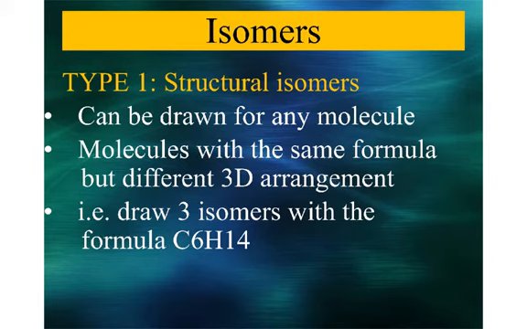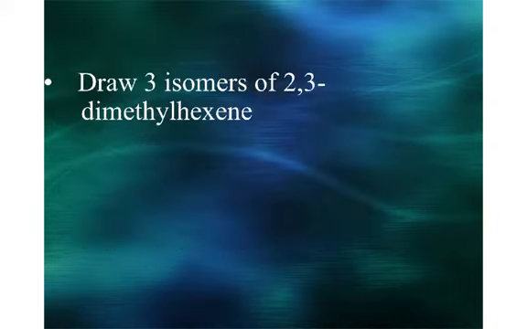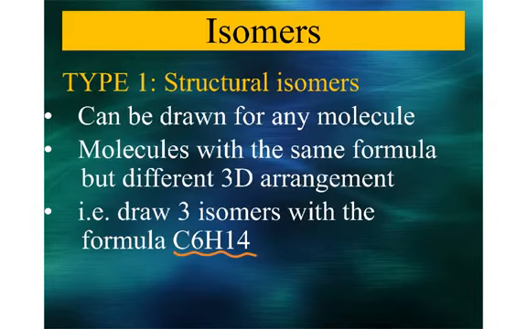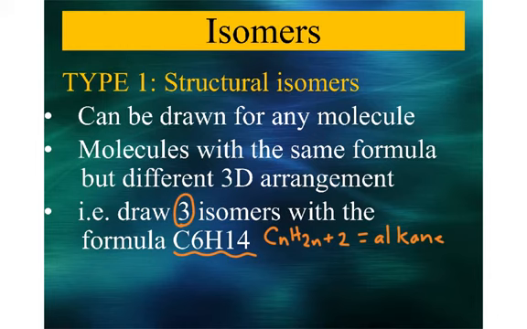So we're going to try the first example, C6H14. I'm just going to check to see what kind of thing it is. So it is going to be a CnH2n+2, which means it's an alkane. So I'm going to do 3 isomers, and the only rule is that they have to have 6 carbons and 14 H's, and they have to be alkanes, because I just worked out that that's what the formula tells me. And so I can keep it as simple as I like.